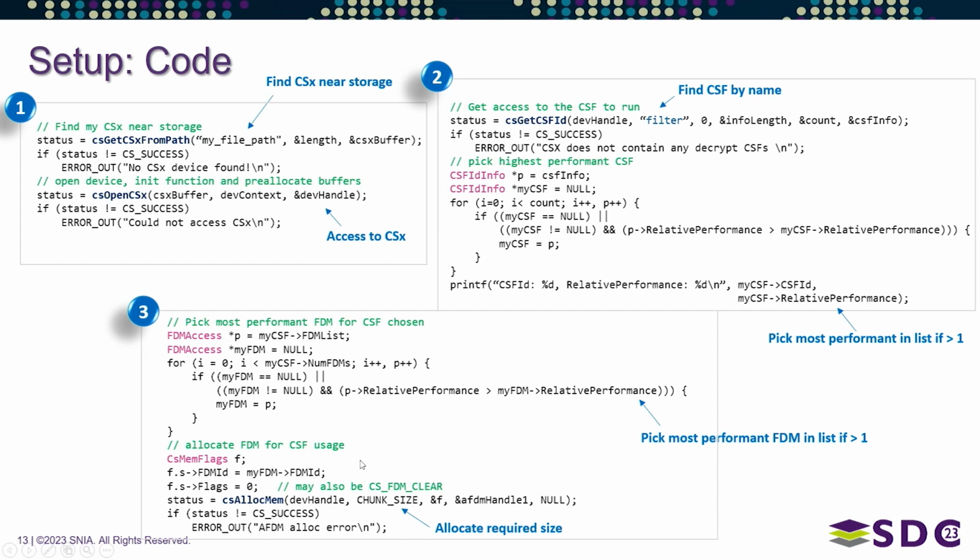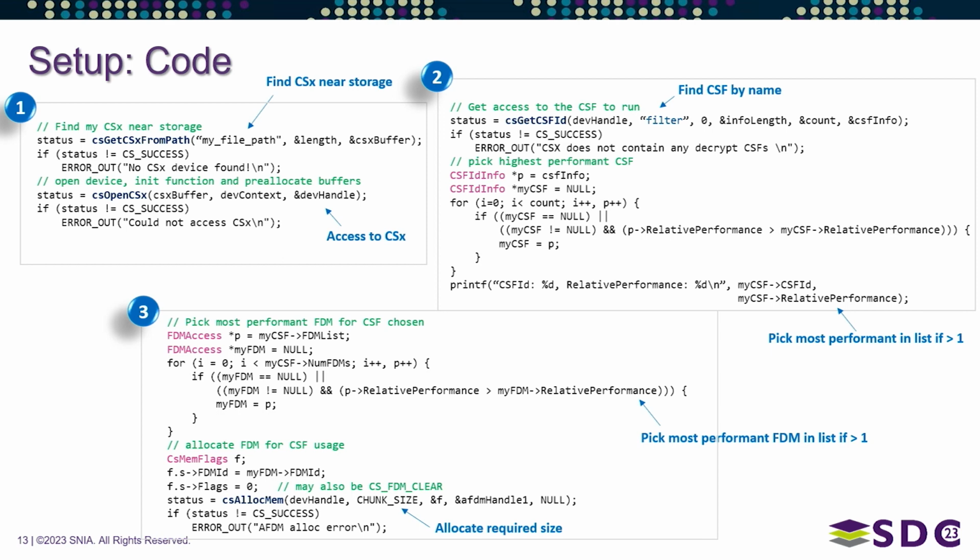So once you have picked your CSF, next you would go and pick up your FDM or allocate some memory, and you would make sure that the relative performance of that memory is the highest, that it doesn't have many hops. It's not far away, but it is as close to your function as much as possible. Once you have that, you would get the ID to that memory and then allocate some memory. And you could also set up that memory in a way that it may be cleared. So here we're not saying clear. So for flags, we're giving it as 0.